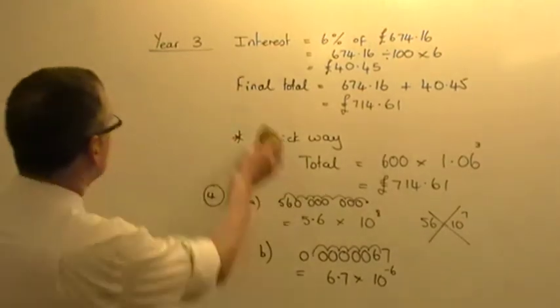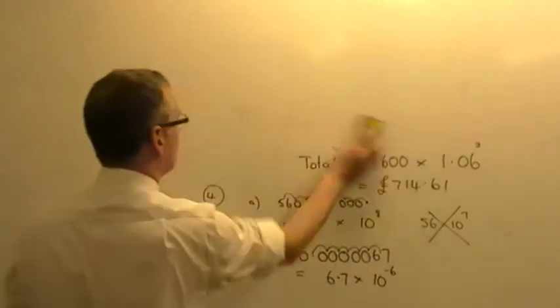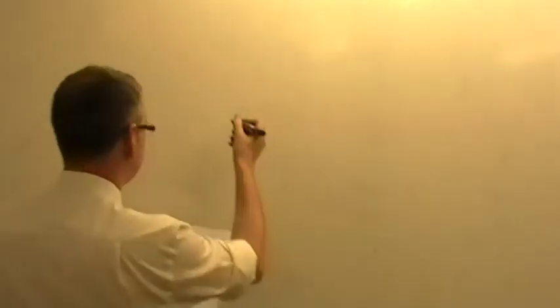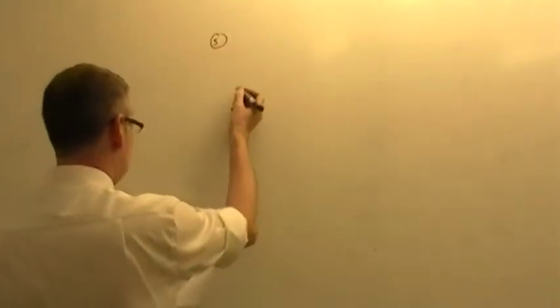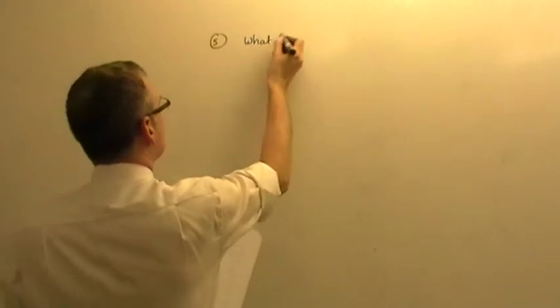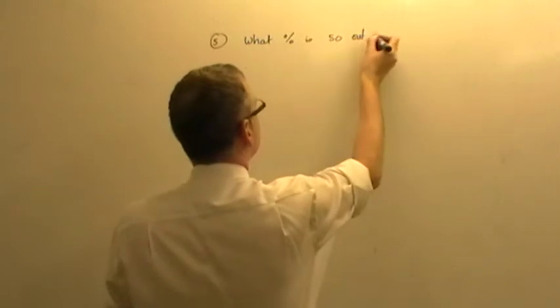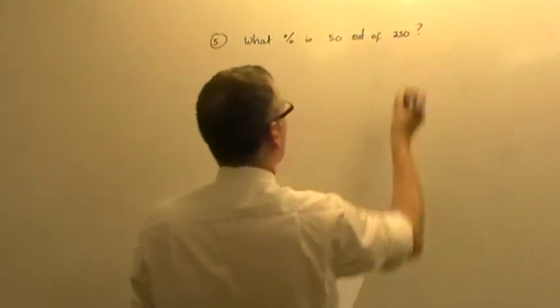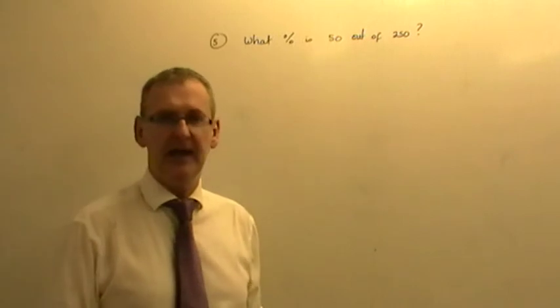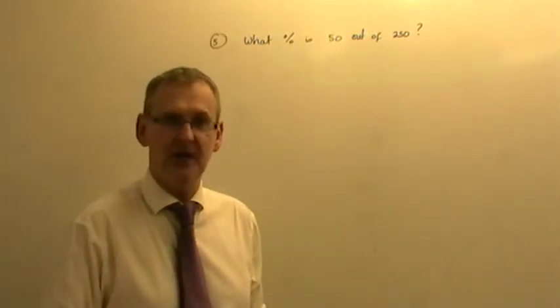Okay, let's see if we can get number 5 in. So moving very quickly on. Number 5, if I turn over to the next part of the test, for question number 5. And number 5 says, what percentage is 50 out of 250? Right, well, it's another percentage question. What percentage is 50 out of 250? Okay, well, ask yourself, what fraction do we set up?